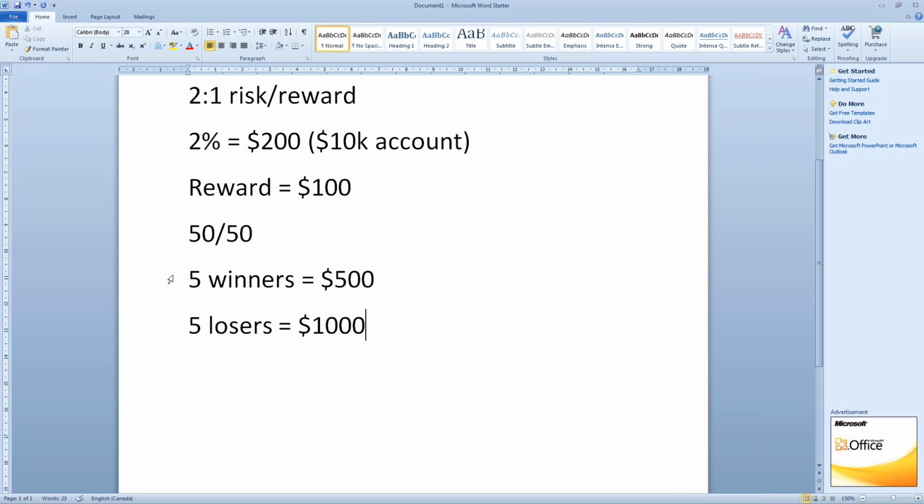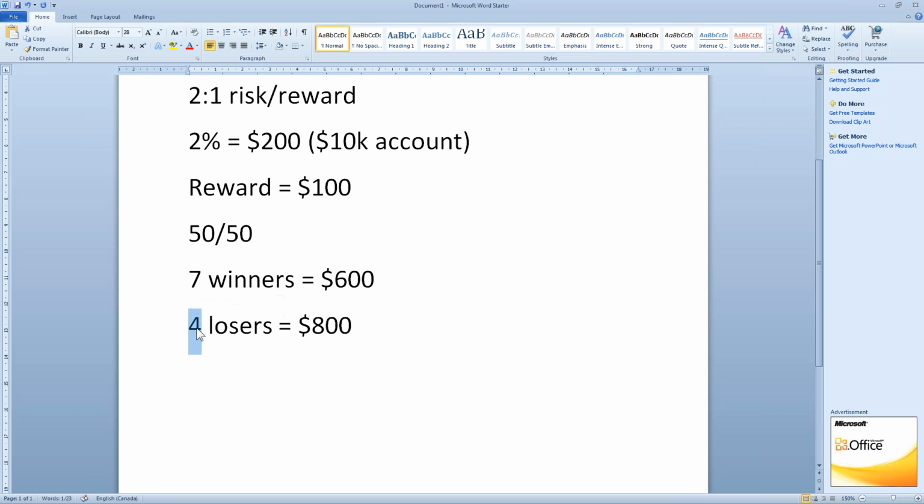So now we've got to play with the numbers a little bit. What if we have 6 winners? That's going to be a $600 profit. And out of our 10 trades, we're going to have 4 losers. So now all of a sudden we've got $800 in losses. Better, but still not desirable. We're still losing money, right? It's only a matter of time before we go bust.